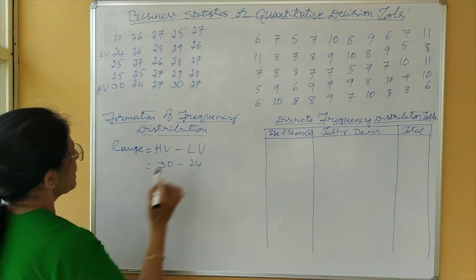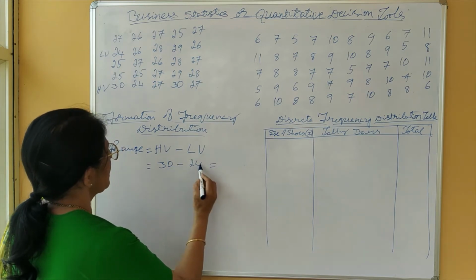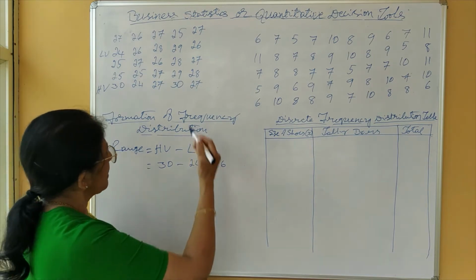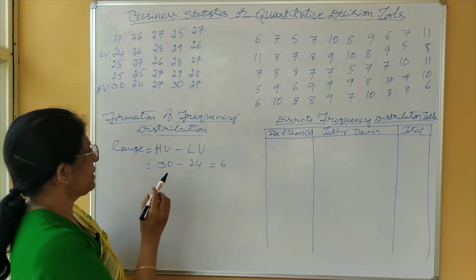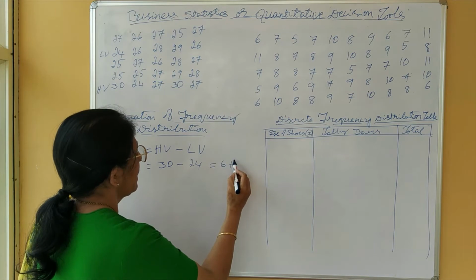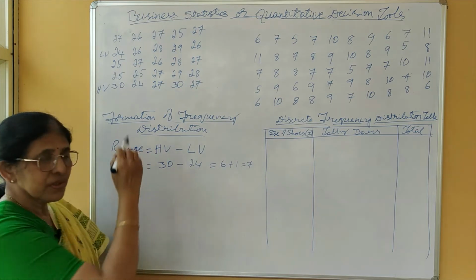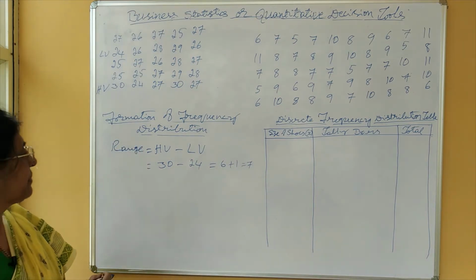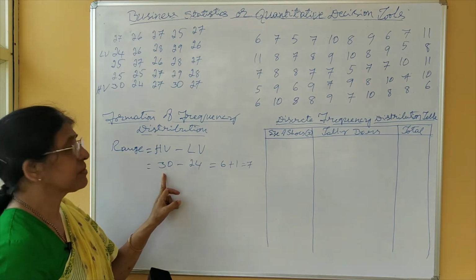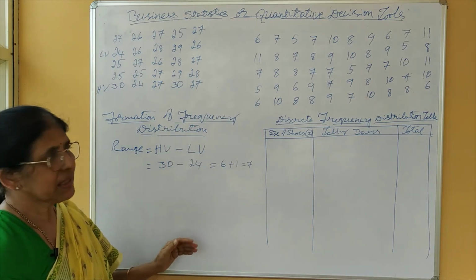Therefore, here lowest value is 24. Now, range is how much? 30 minus 24 means 6. But actually, while taking to the frequency distribution, we have to start from 24. Therefore, including lowest value, actually we get plus 1, means we get 7 values to the discrete frequency table. Means we have to take the values from 24 to 30 continuously. Just 7 values, therefore we can take the values continuously.